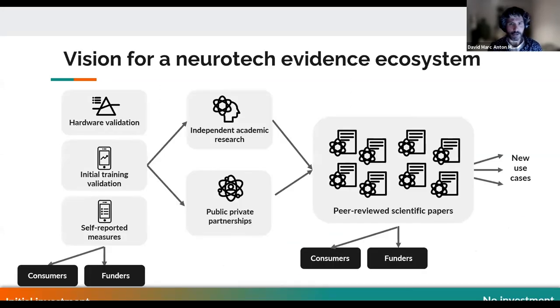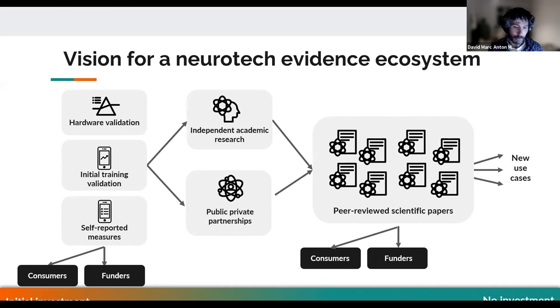So lastly, just to give you a quick overview of a vision that we have for a neurotech evidence ecosystem. Currently, hardware validation and initial training validation happens mostly within startups and sometimes also in collaboration with academic partners. By using open and robust research practices, more incentives are created and more trust is being built, and that allows to form more public-private partnerships, and also more independent academic researchers are incentivized to collaborate and test available technology for its merit. That would eventually lead to more peer-reviewed scientific papers and independent publications as well.